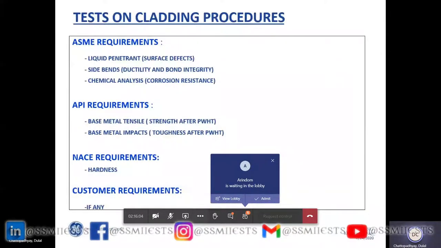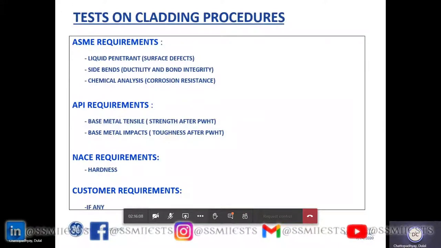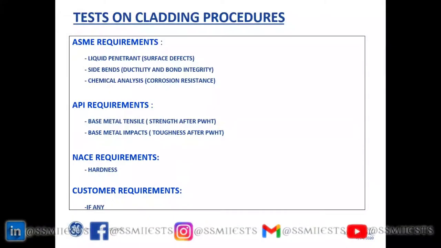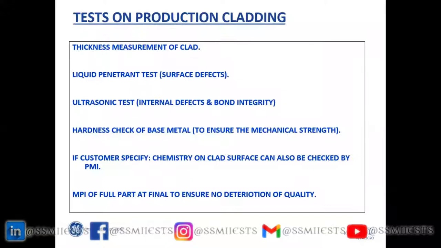So after we do cladding, we have to test again, right? There are different requirements for different procedures. We have ASME requirements, then we have API requirements. As I said, the National Association of Corrosion Engineers has its requirements, hardness requirements. And then you have customer requirements sometimes. So typically you have to check the clad thickness. As I said, thickness plays a part. Then you have to do a liquid penetrant test to check for surface defects. Do you have any surface defects?